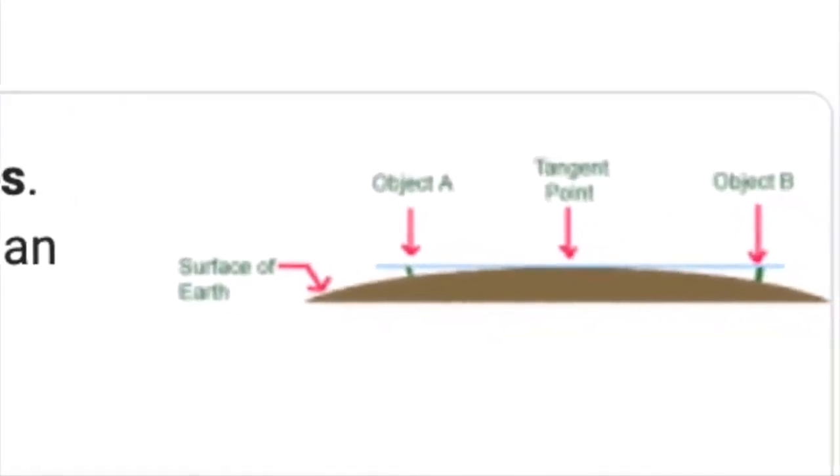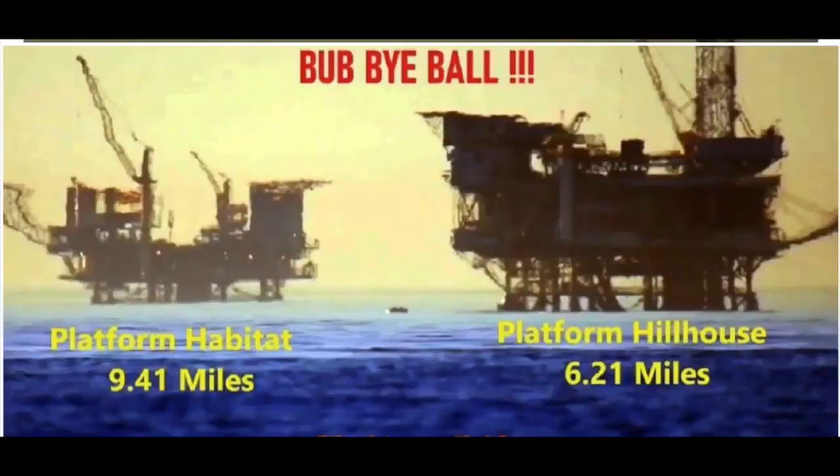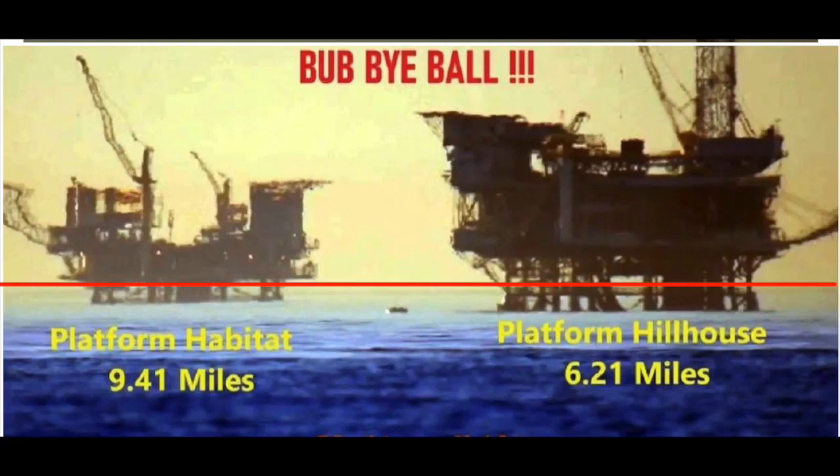I mean, this can be easily tested. The black swan picture of the rigs and the horizon line. I mean, these are devastating to the globe. And you know, it's okay to acknowledge that this evidence exists.